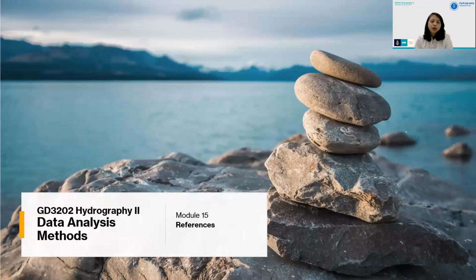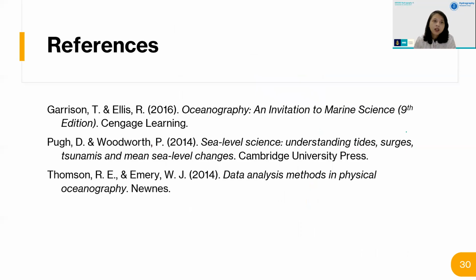So to conclude our lecture today, if you want more references, most of the references that I use are from Thomson and Emery because it's data analysis methods. Some of them are from Garrison and Ellis, mostly on atmosphere and ocean interaction. And there are some from Pugh and Woodward as well.